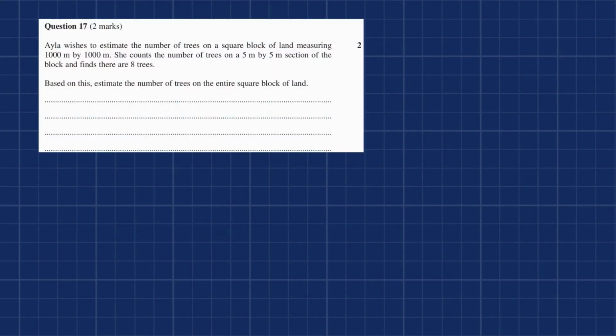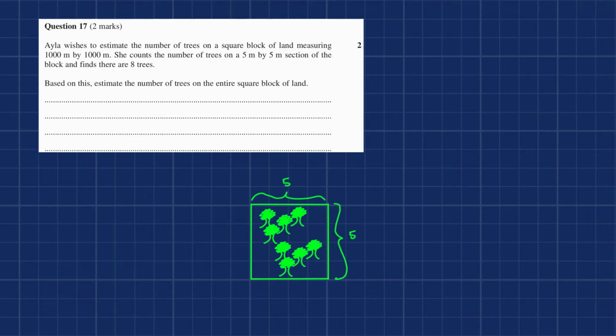All right, question 17. Alia wishes to estimate the number of trees on a square block of land measuring 1,000 meters by 1,000 meters. She counts the number of trees on a 5 by 5 meter section of the block and finds there are 8 trees. Based on this, estimate the number of trees on the entire square block of land. All right, so here we have a block of land with 8 trees on it. It's 5 by 5 meters. So the area of this is simply 5 meters times 5 meters, which gives us 25 meters squared.